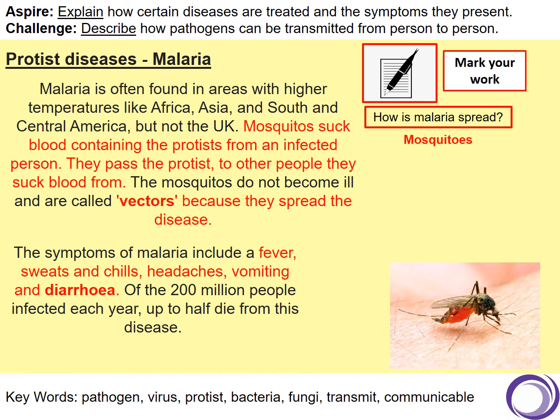Okay guys, so hopefully you've got written down that malaria is spread by the insect of a mosquito, and they suck the blood that contains the protist from an infected person, and then they pass this to other people they suck blood from.